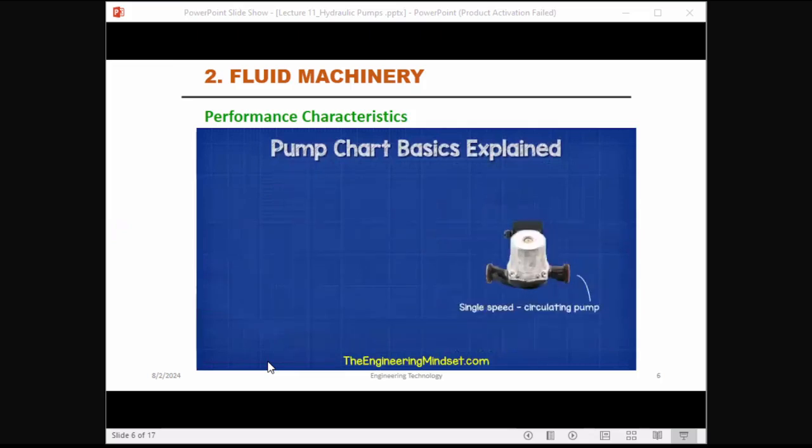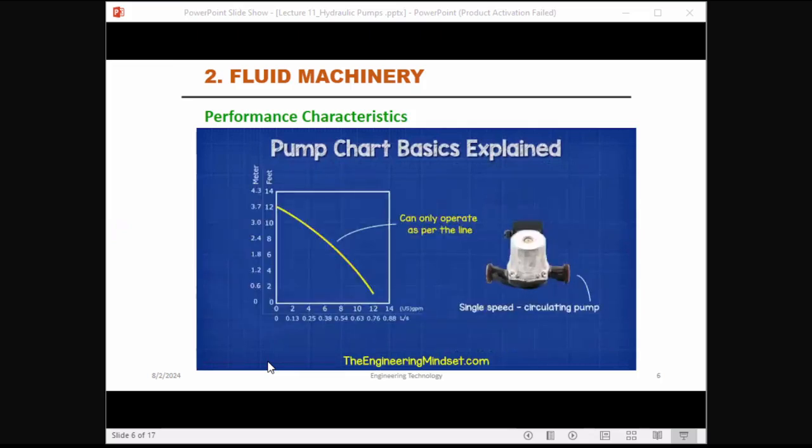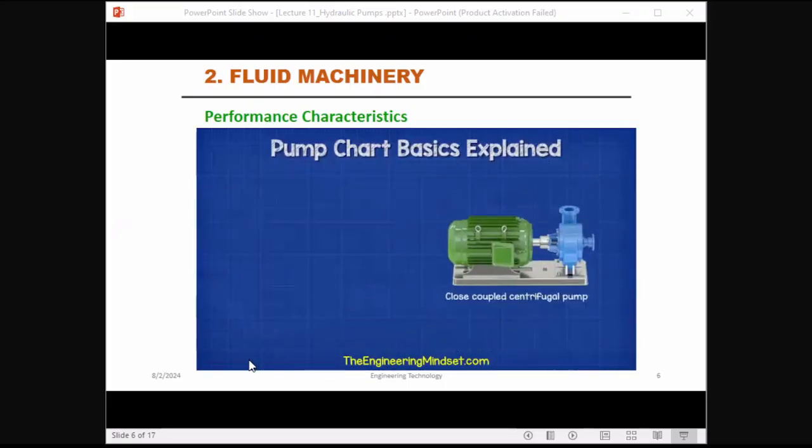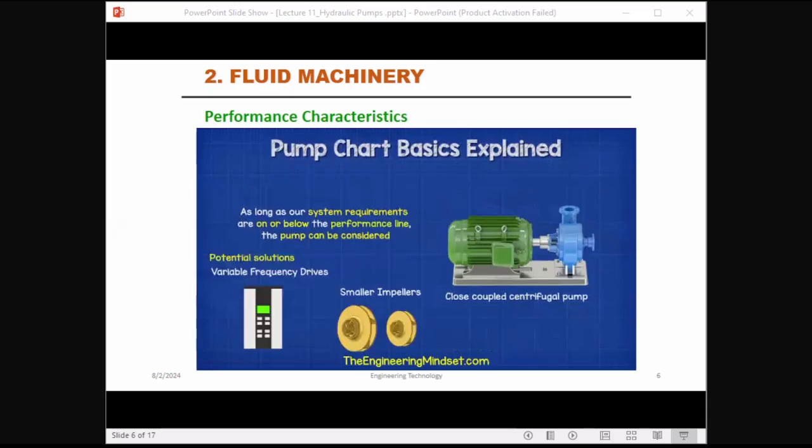When selecting a circulating pump, the pump will only perform as per the line. So, for this model, if we wanted 8 gallons per minute, then we would have 6 foot of head. You can also get multi-speed circulating pumps, which we'll look at later on in this video. When selecting a larger centrifugal pump, as long as our system requirements are on or below the performance line, then the pump can be considered. We can potentially use a smaller impeller or variable frequency drive to better suit our requirements. And again, we're going to look at that a little later in this video.